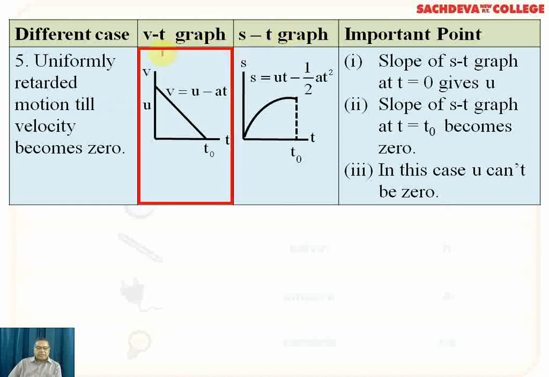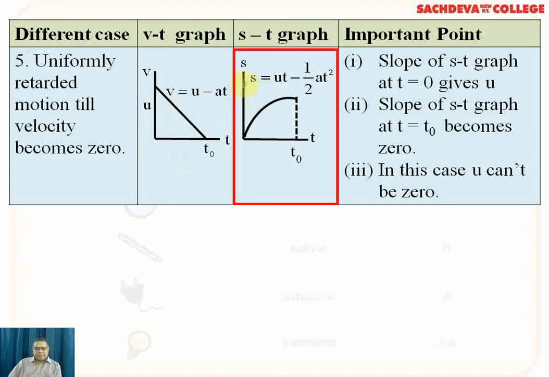So that retardation has been indicated in Vt graph and St graph. So in the first graph, what we are finding, that is the body is moving, that is y-axis is depicting the velocity, initial and final, and the x-axis is indicating the time. So in retardation, v is equal to u plus at, but a will be negative because velocity is decreasing. Hence, we have written the equation v is equal to u minus at. So this is for uniformly retarded motion.